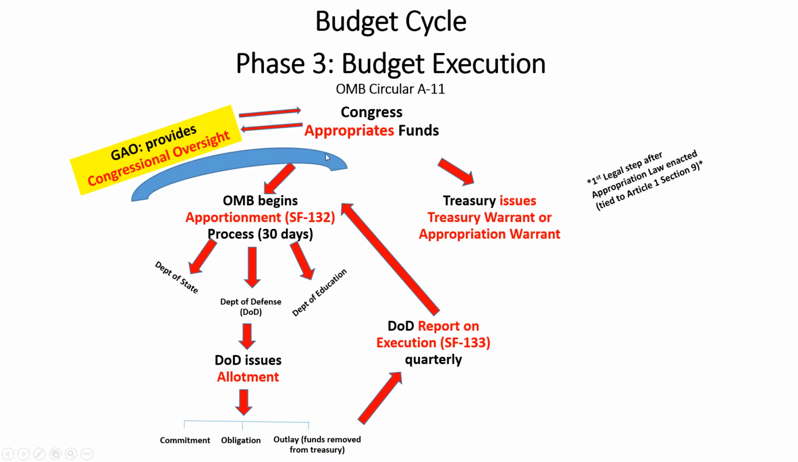So by knowing who appropriates, who apportions, who gives allotments will tell you when it comes to fiscal law which particular agency is going to be held liable under that ADA violation. All right, hopefully this made it a little bit easier for you to understand the resource management environment. And these are key players and what they do within the process.